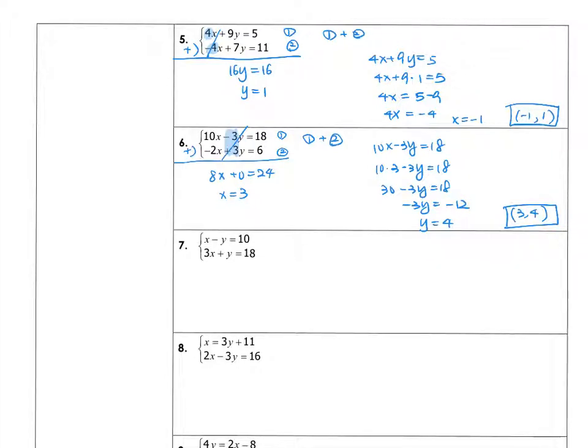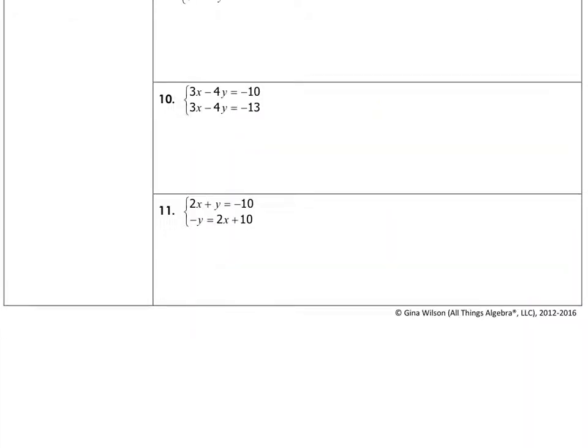So try number 7 by yourself. You should come up with 7, negative 3. Remember to pause the video. Okay. Try number 8 as well. 5, negative 2. And now I will demonstrate the last 4. Now, last 2, I'm sorry.